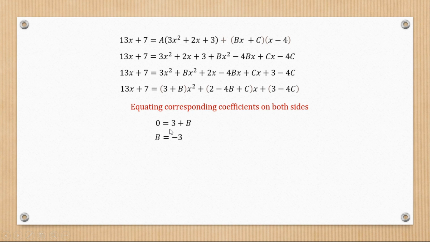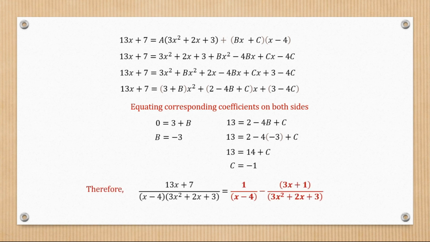So we can actually say that b is equal to negative 3, and since we know what b is, we can now go to this. So 2 minus 4b plus c shall be equal to 13. So we know what b is, so we substitute it in. So we're left with 13 being equal to 14 plus c, and c shall be equal to negative 1.